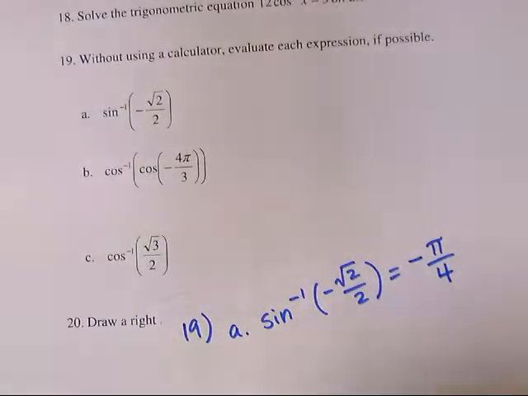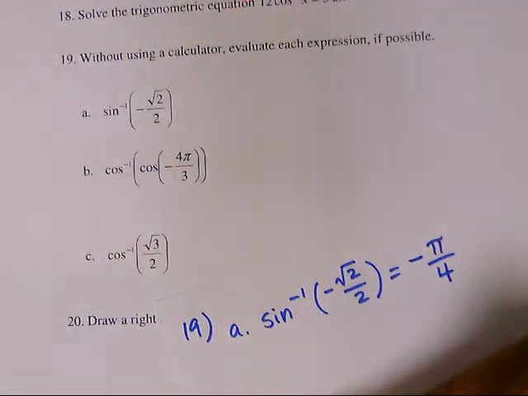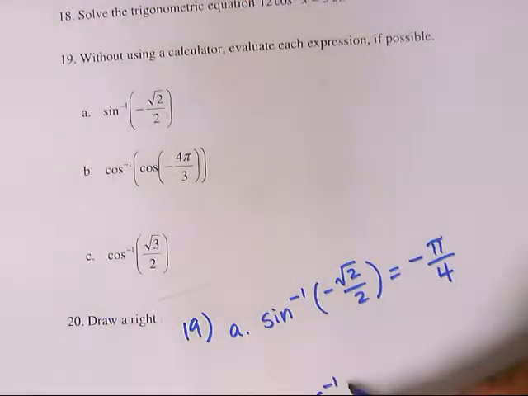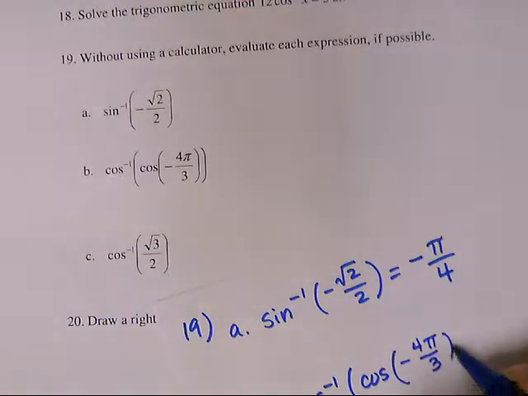Okay, part B. Now here we got the inverse cosine of the cosine of negative 4 pi thirds.